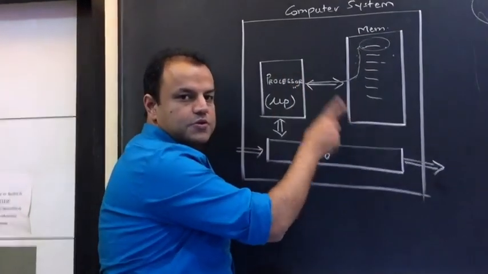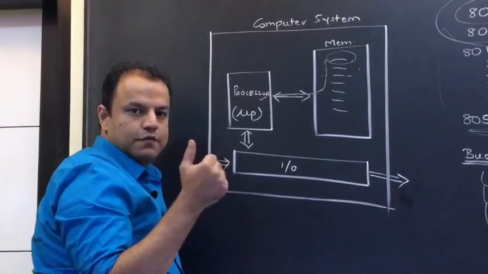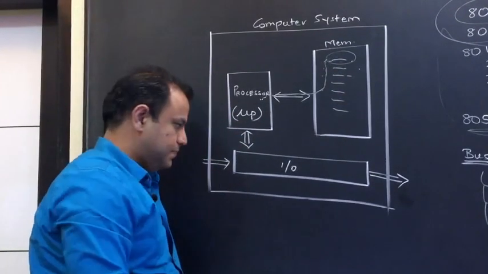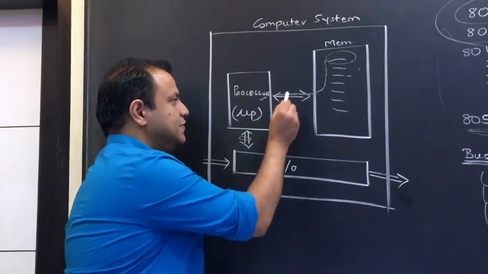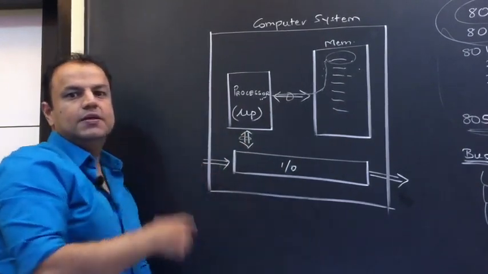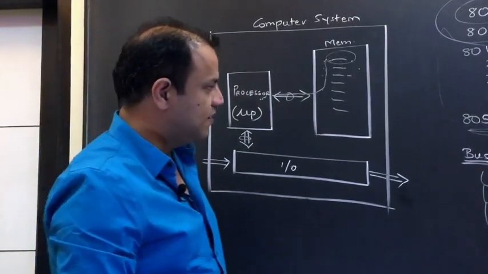What does memory do? Store. What does the MPU do? Fetch, decode and execute instructions. What does IO do? Gives inputs and produces outputs. What are these? Yeah, this is where our focus is now. These are called buses. What is a bus?